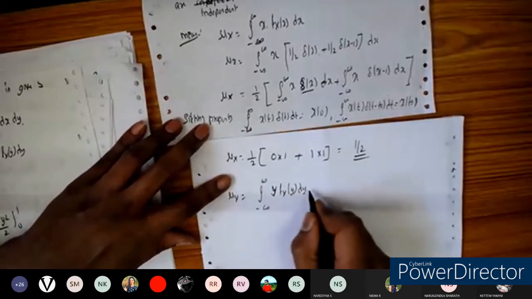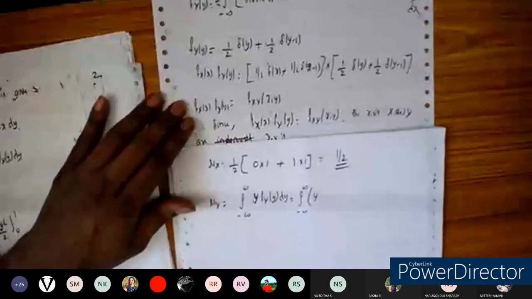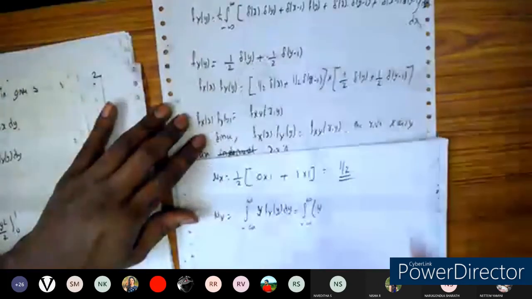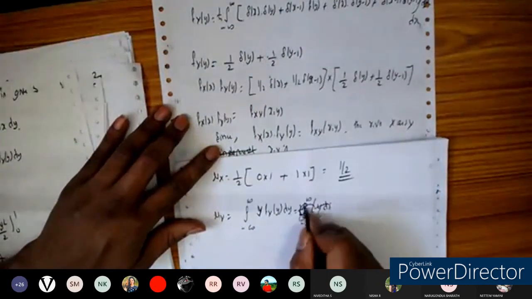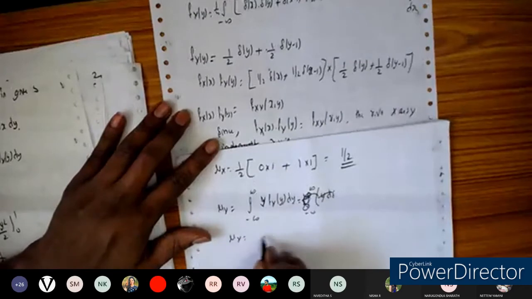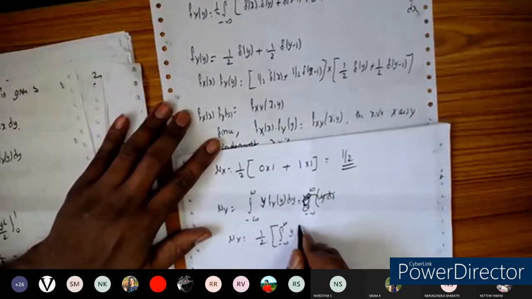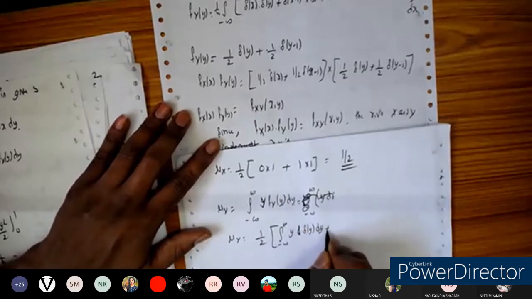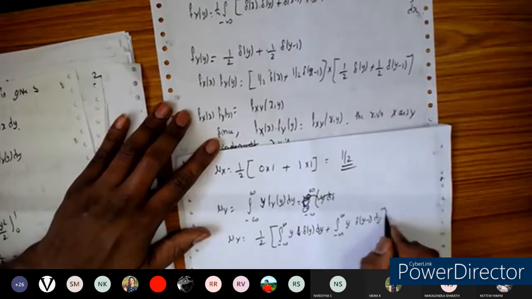Now let us find out the mean of y, that is the integral of y into fy of y. So small y here, fy of y, integrating from minus infinity to plus infinity. We know fy of y, so take 1 by 2 common. So mean of y is equal to 1 by 2 times the integral from minus infinity to plus infinity of y into delta of y into dy, plus the integral from minus infinity to plus infinity of y into delta of y minus 1 into dy.